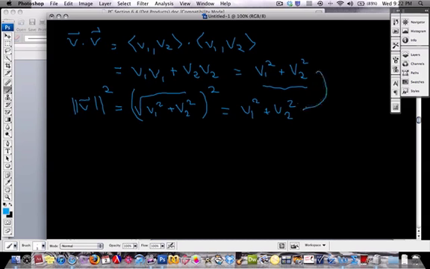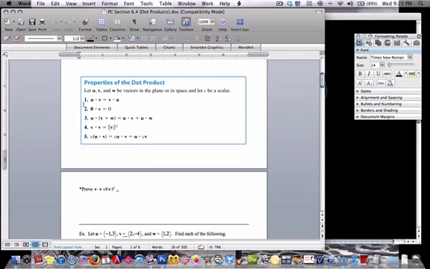So these two things are equal. Therefore, the dot product of a vector with itself is the same thing as its magnitude squared, which is something we want to keep in mind. So that's property 5.